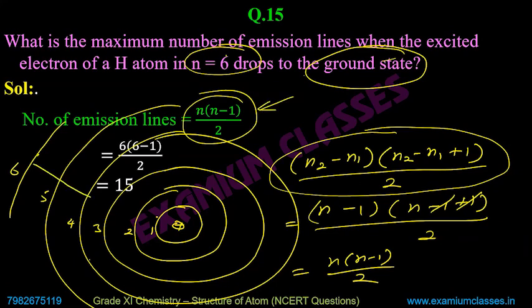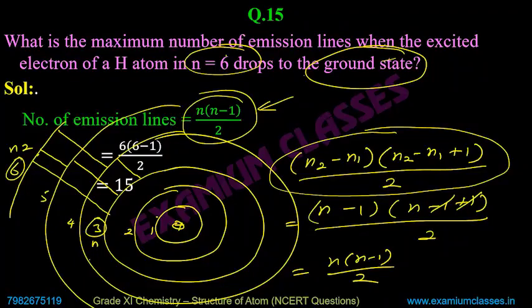But if the question is how many lines will there be if the transition is only from 6 to 3? In that case, the possibilities are: first direct to 3, another first to fifth and then fifth to third, another to fourth and then fourth to third. So in this case, this is N2 and this is N1. Sir, it would be 6. Yeah, so you apply the formula and get the answer.